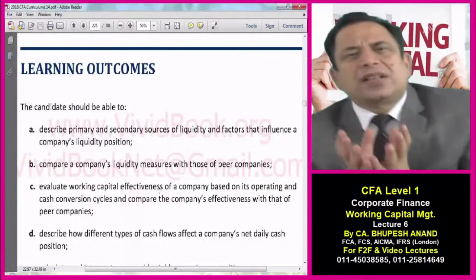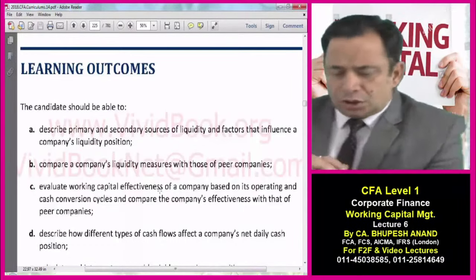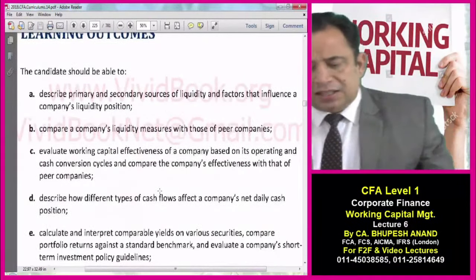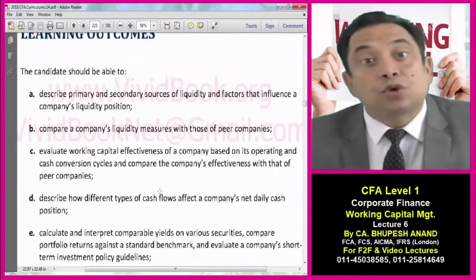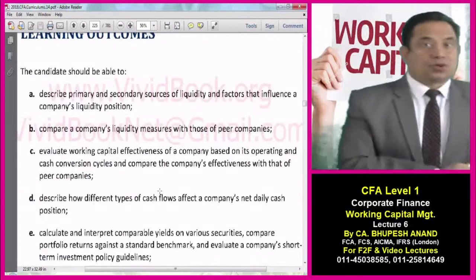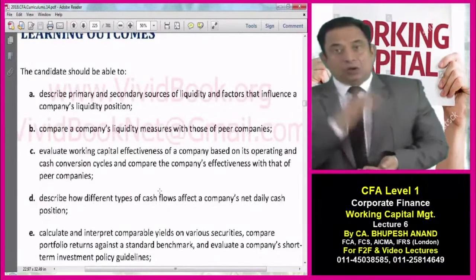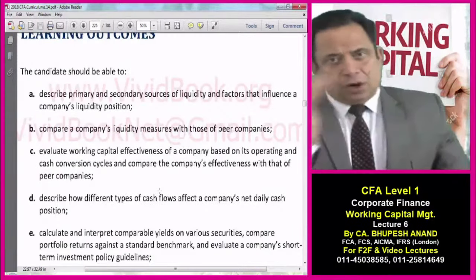So what are those factors? What are those factors? And what are the primary sources? What are the secondary sources? We have already covered. Second is compare company liquidity measures with those of peer companies. So I have told you how to calculate liquidity measures, how to calculate the ratios, and how to compare it with your peer companies, creditors turnover ratio, debtors turnover ratio, and all that.